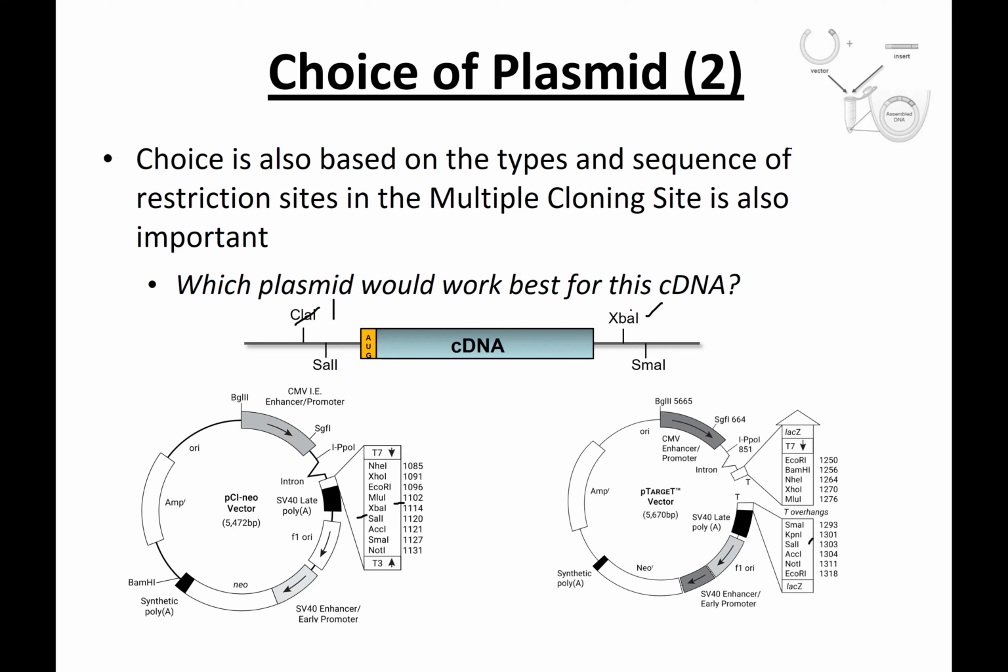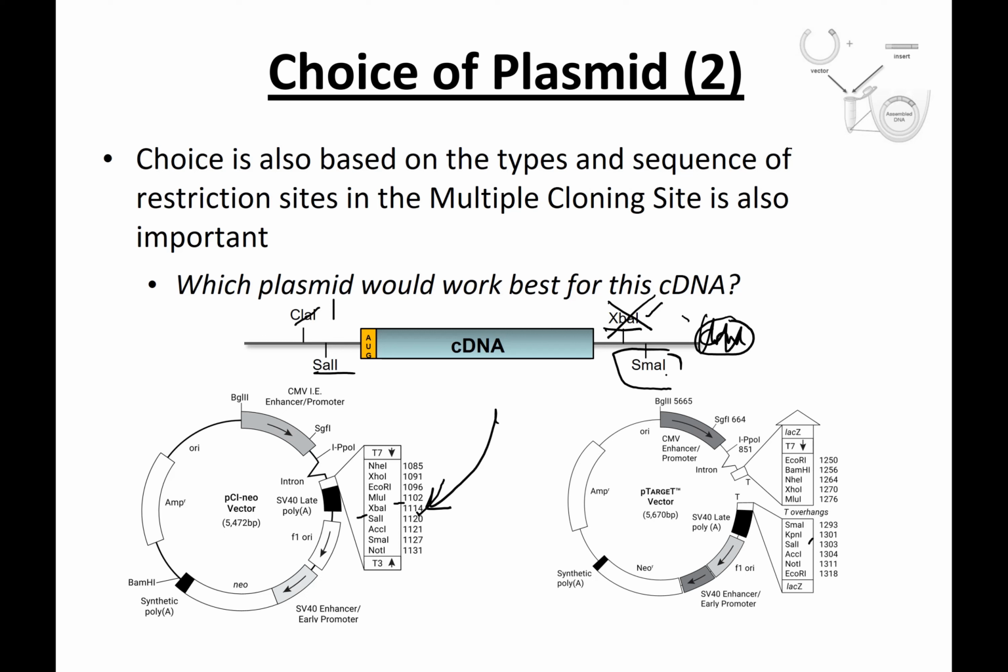However, there is an issue here. If I use SAL1 and XhoI to cut this out and I put it inside here, it will actually be flipped opposite to the promoter. So the promoter would be on this side. So if you use XhoI and SAL1 in this plasmid, this cDNA will be cloned in the incorrect way. So XhoI could not be used right here. Let's remove this.